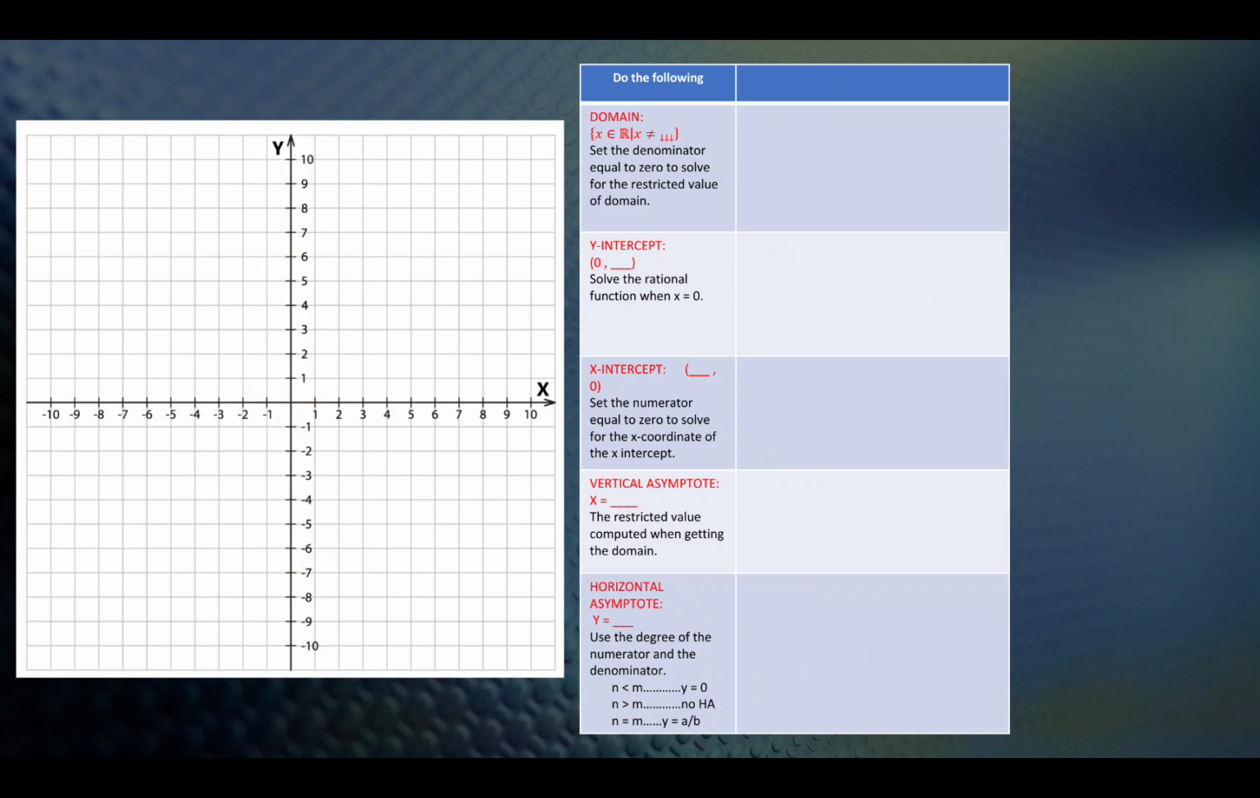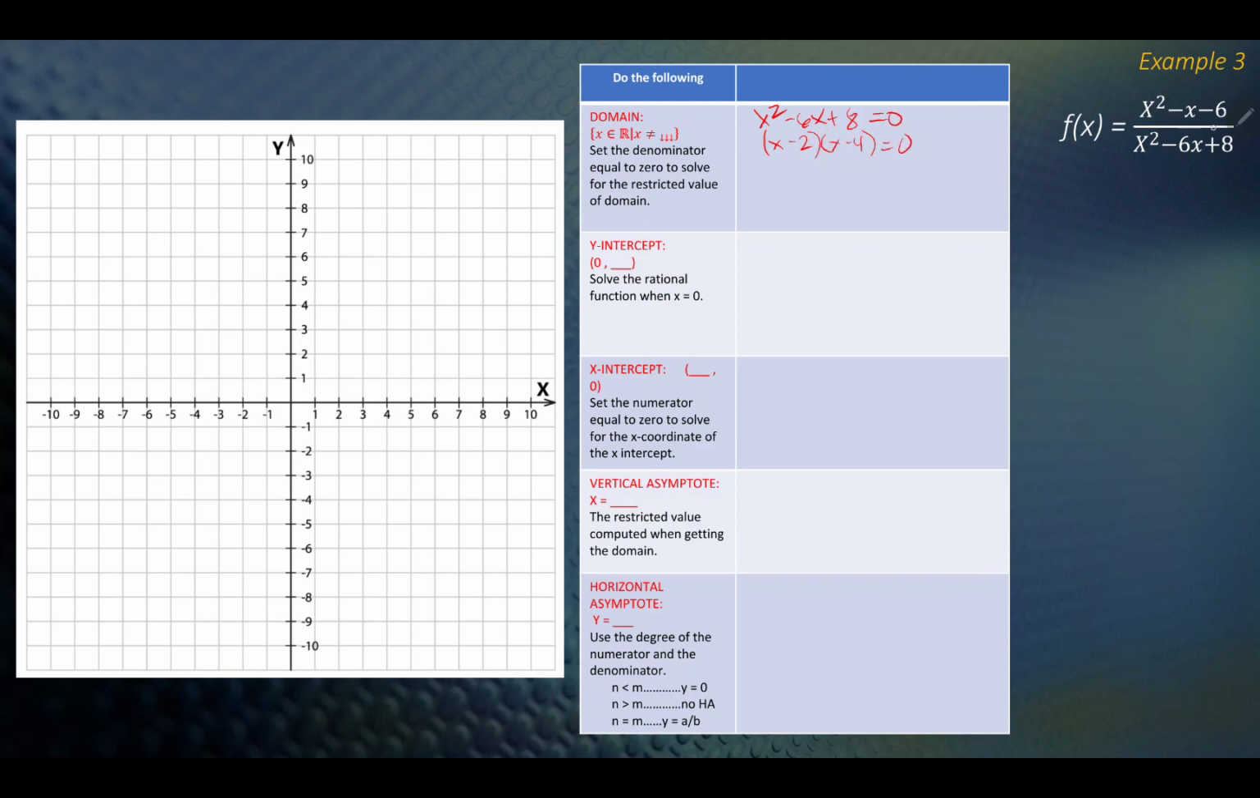Let's have example number 3. x squared minus x minus 6 all over x squared minus 6x plus 8. For the domain, copy the denominator, x squared minus 6x plus 8, and then set it to 0, then solve for x. So, quadratic equation ulit to, mag-factor tayo. So, x minus 2, and then x minus 4 equals 0.